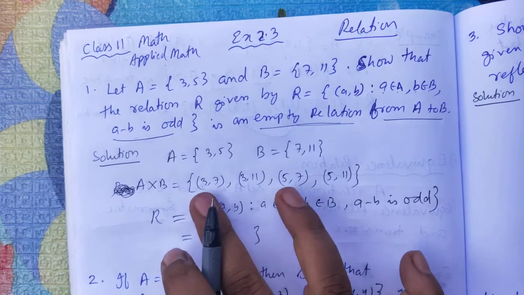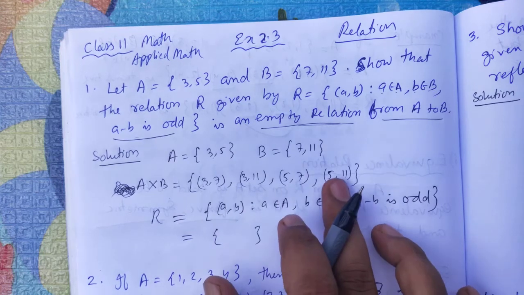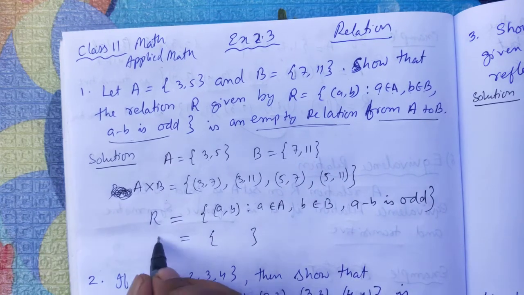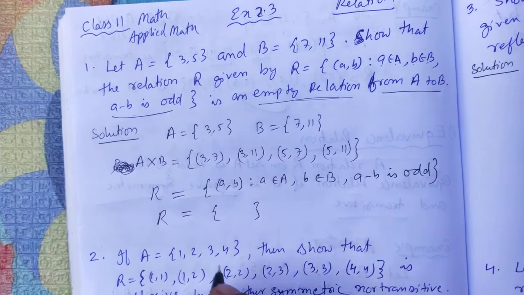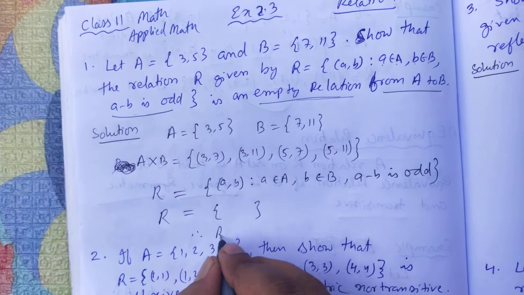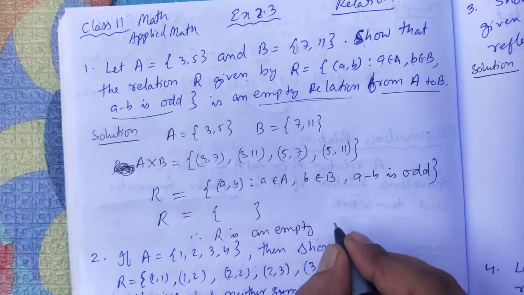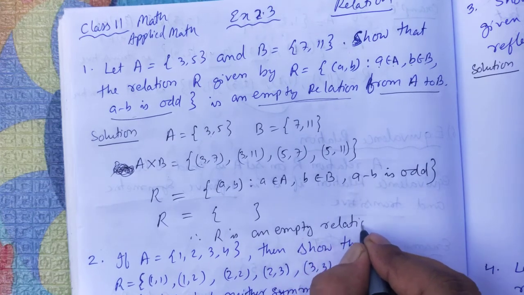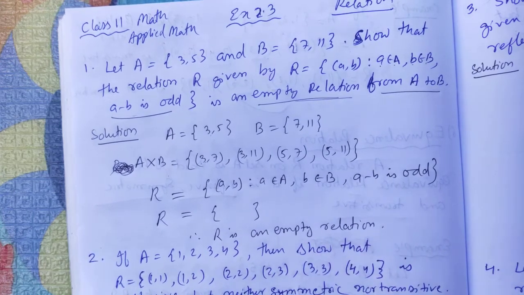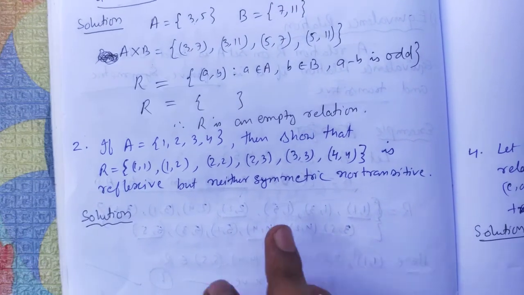We're getting only even numbers when we subtract the ordered pairs. That means R is empty. So we can say, therefore, R is an empty relation. Clear? Hence proved. Let's do question number 2.